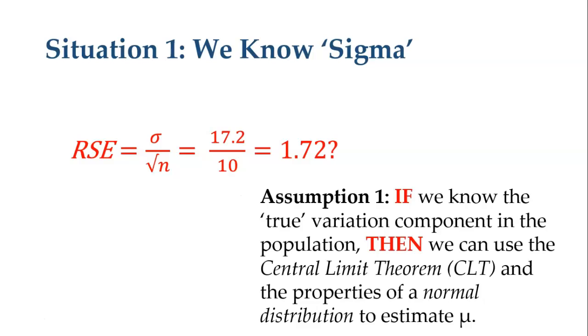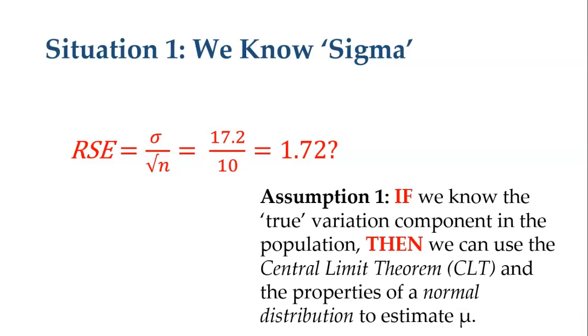So here is where assumptions play a role. Remember that assumptions are critical for scientific inquiry, right? So we have this assumption here in inferential statistics. We say, okay, if we know the true variation component in the population, which is sigma, then we can use the central limit theorem and the properties of a normal distribution to estimate mu. Implicitly, we also have another assumption, but we're going to see it very soon. And the assumption is that that distribution is normally distributed.